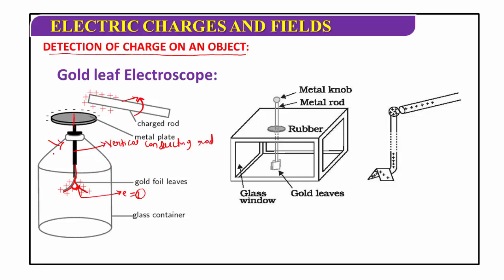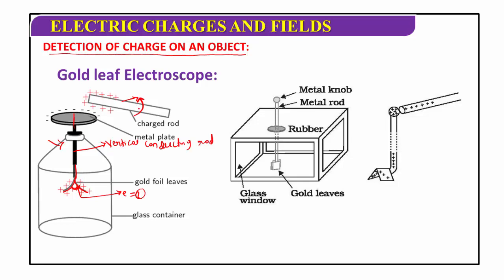It consists of one glass container. This glass container is fitted with a metal knob or metal plate. Here the metal rod is inserted through this metal plate. This is the vertical conducting metal rod, and the two gold leaves are attached to the lower end of the metal rod.